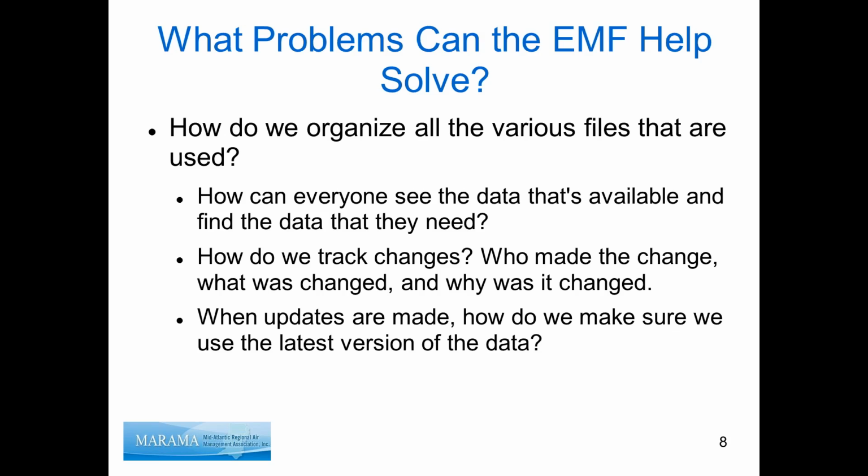Then when we have that data, how do we track the changes to it? If something gets changed, if something gets updated, how do we find out about it? Who made the change? Why did they make that change? And then a big one, when we make updates, how do we make sure we're using the latest version of the data? I know personally I've searched back through emails to find that one spreadsheet that's been sent to me by somebody, and it's like, is this the latest version? Am I sure I have the latest version?